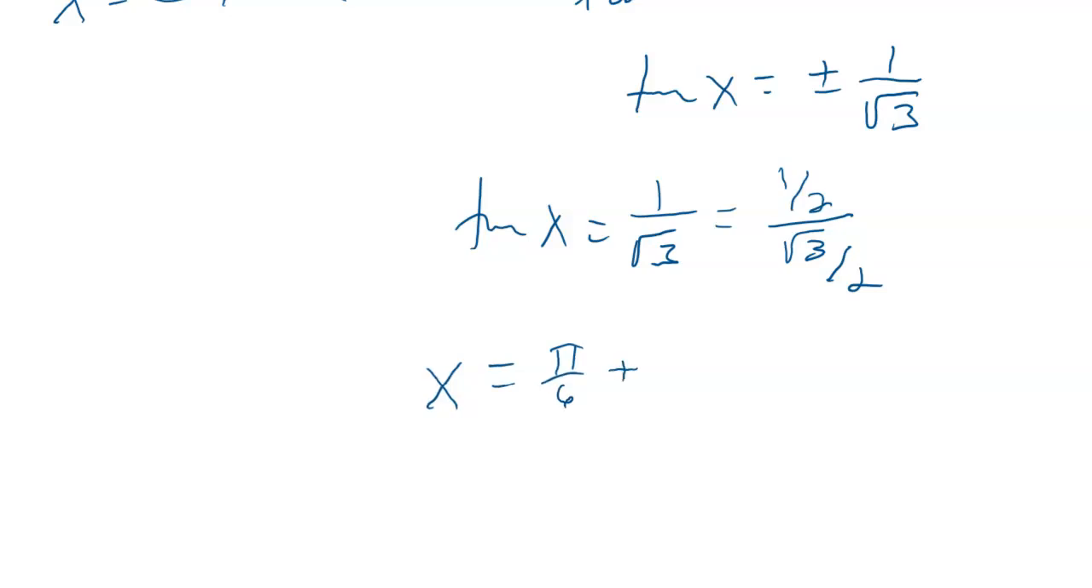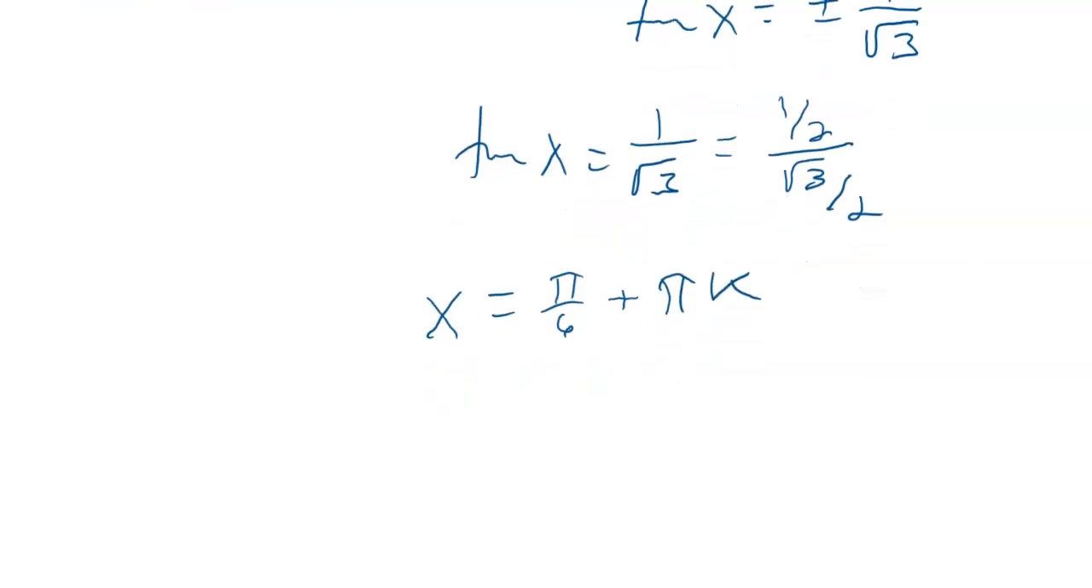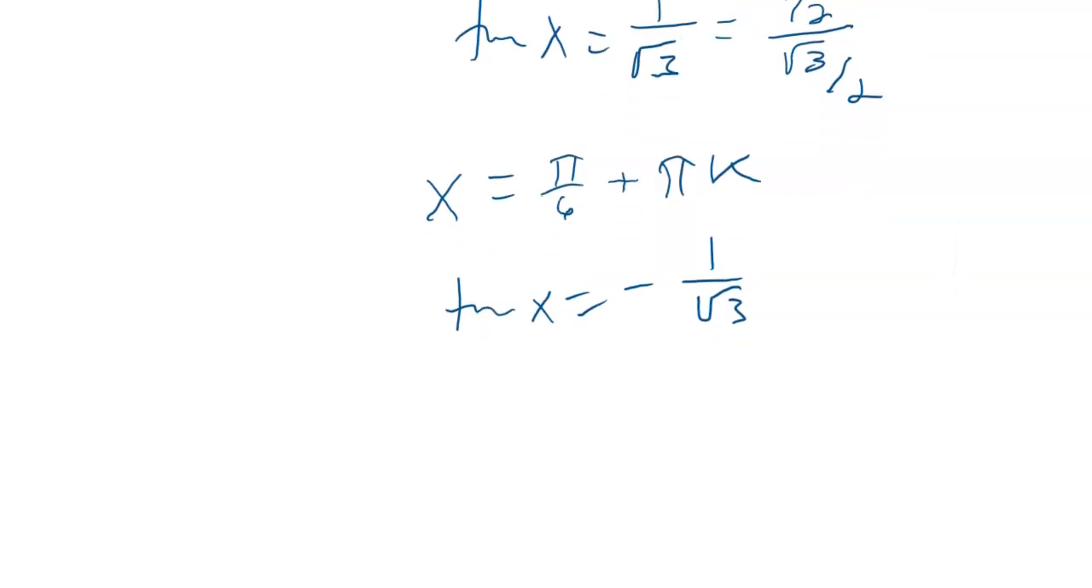Plus, and again, you don't have to do the 2 pi k thing because tangent has a period of pi. So tangent's positive in the first and third quadrant. So if I do plus pi k, I will get that answer. And then I want to look at when tangent of x is equal to negative 1 over rad 3. So now we're talking about the second and fourth quadrant. So I'm going to say 5 pi over 6 plus pi k.